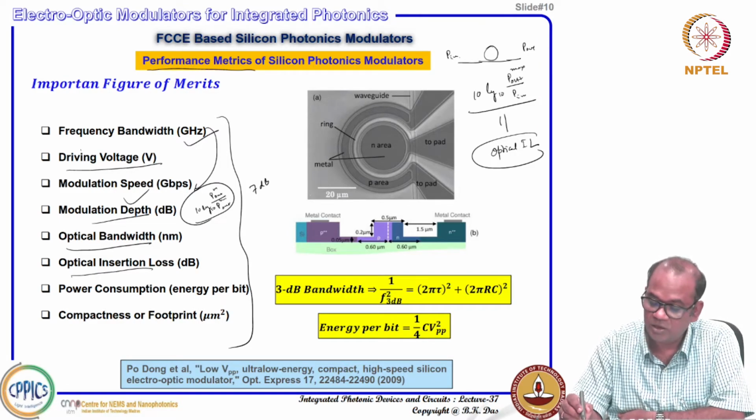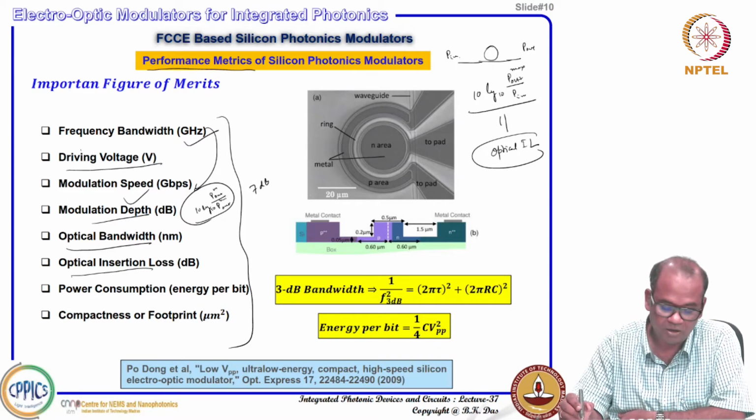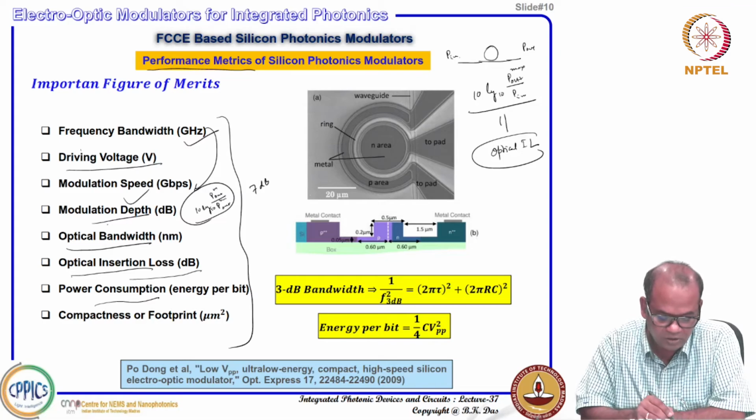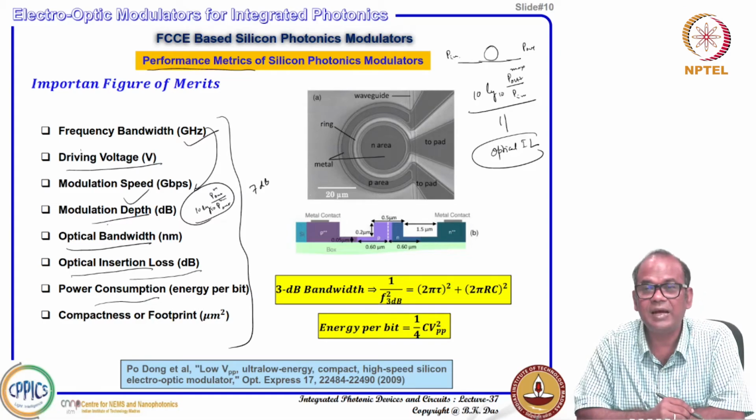Optical insertion loss is 10 log of P output max by P input, and modulation depth is 10 log of P output max by P output min. Both are output powers, but maximum to minimum, and that is the modulation depth. And that is optical insertion loss. Power consumption means energy per bit.